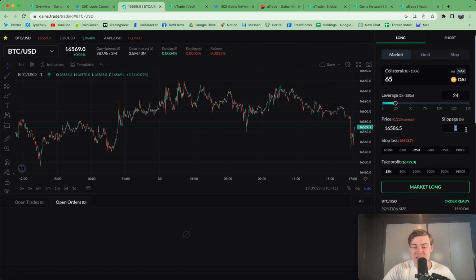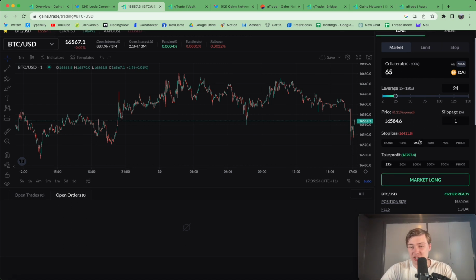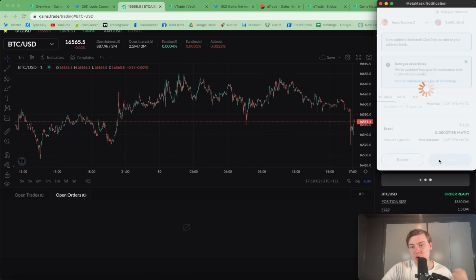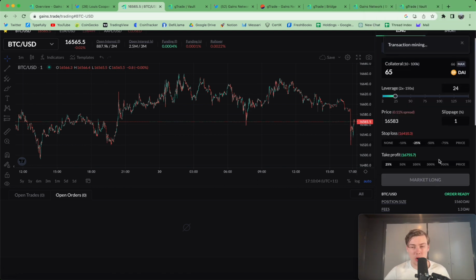This is my slippage amount. So this is the percentage that I'm willing to give on slippage, and this is the current price that I'm going to get it at. So I can set my stop loss as well. I can set my take profit. And if I click market long, this will open up a trade instantly. If you wanted to trade a long or a short instantly, click confirm and this will open the order.